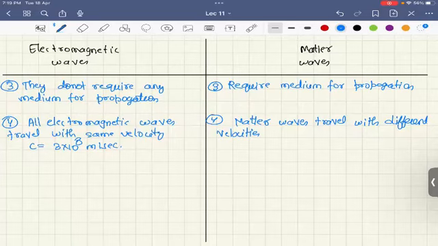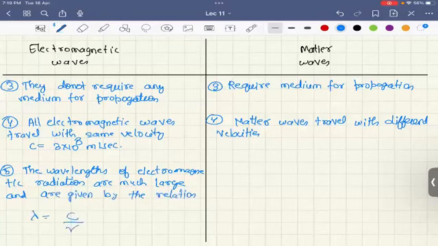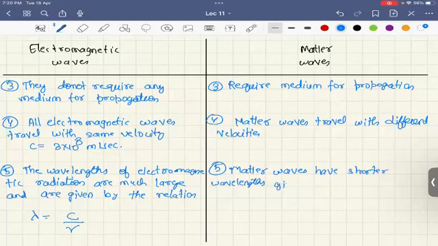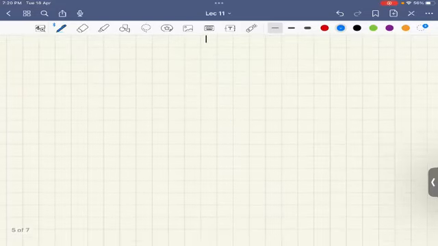The wavelengths of electromagnetic radiations are much larger and are given by the relation lambda equals c by nu, where nu is the frequency, whereas matter waves have shorter wavelengths given by the de Broglie relationship, lambda equals h by mv.